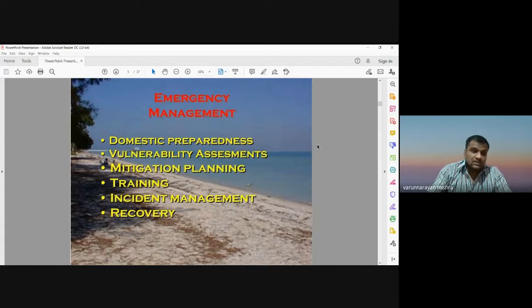When we are working on it, emergency management is also a kind of spatial decision support system. It can be done on the basis of a decision making process using spatial data sets. So when we work on the emergency management system, it has multiple components starting from preparedness, then vulnerability assessment, mitigation planning, training, then incident management and recovery.